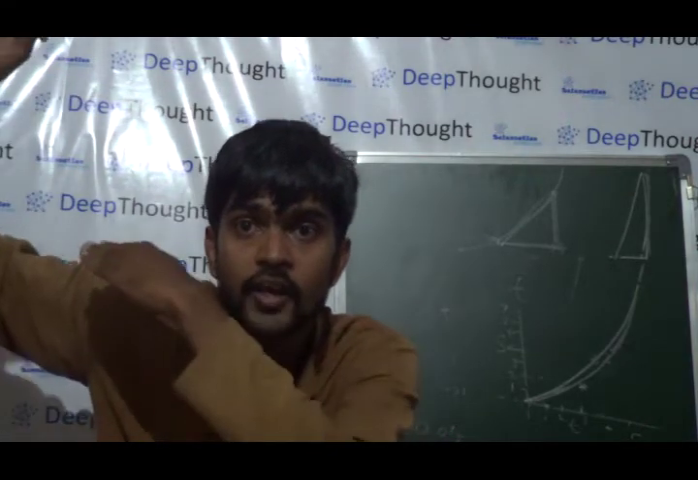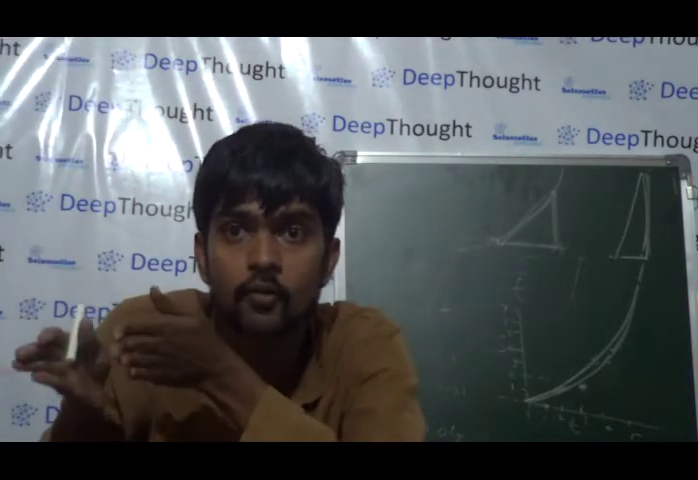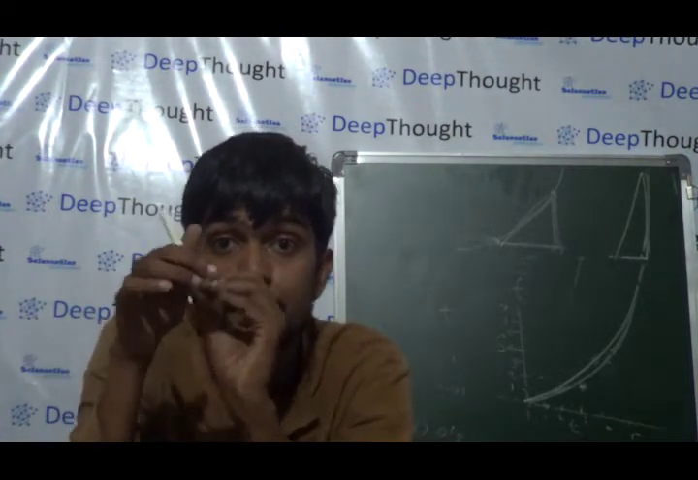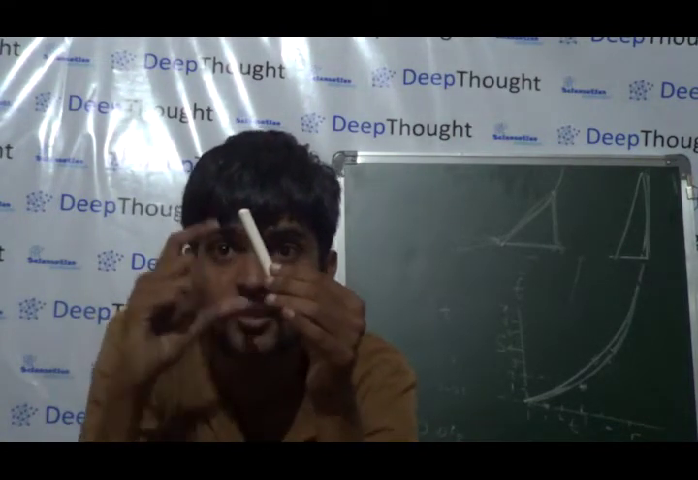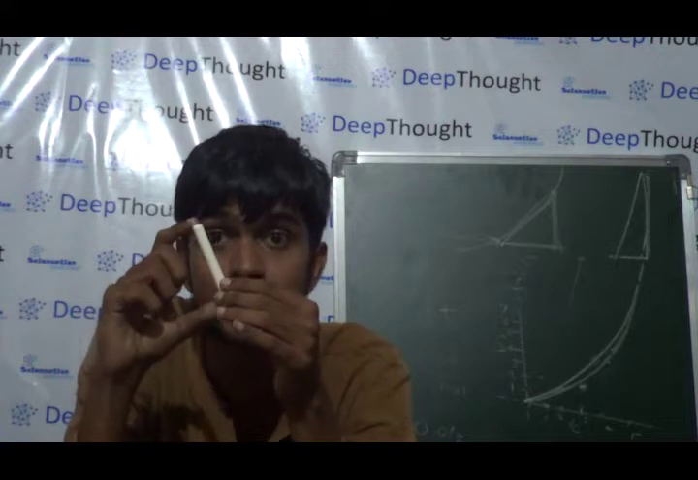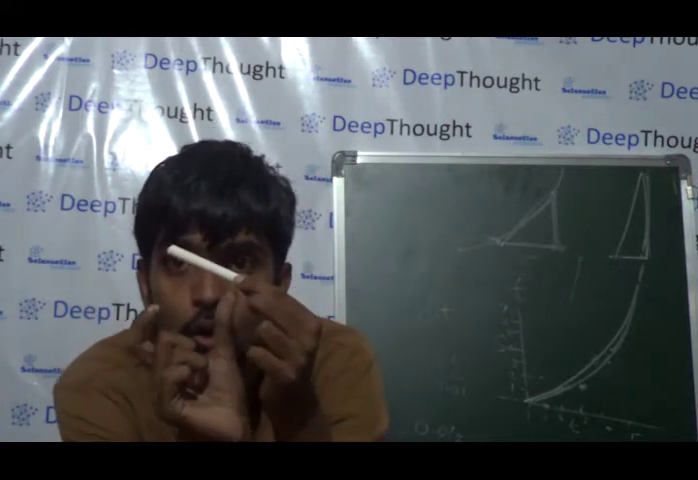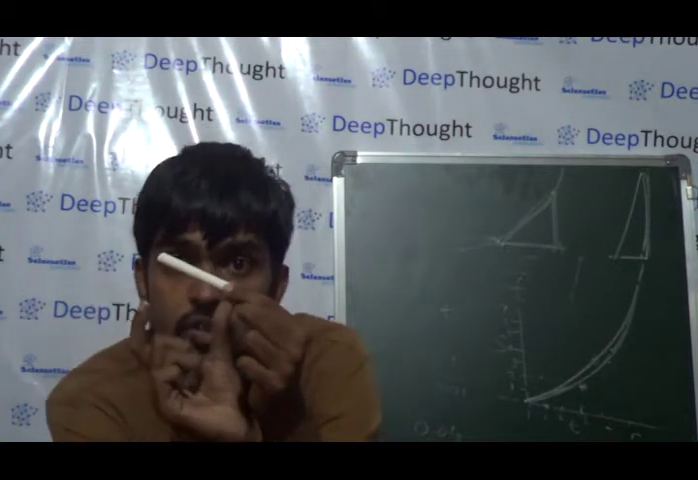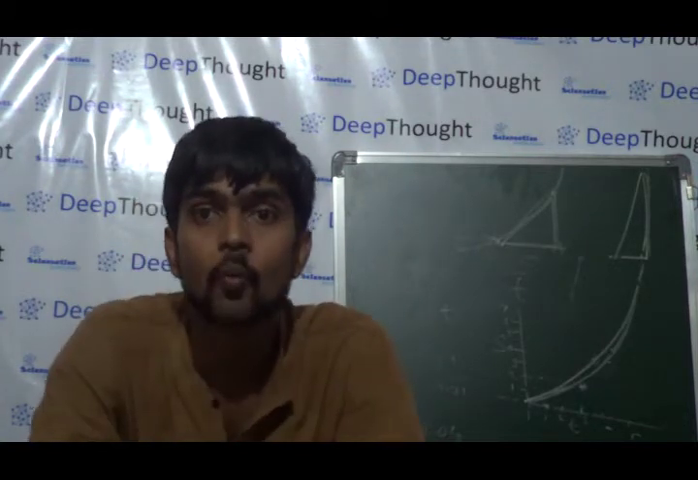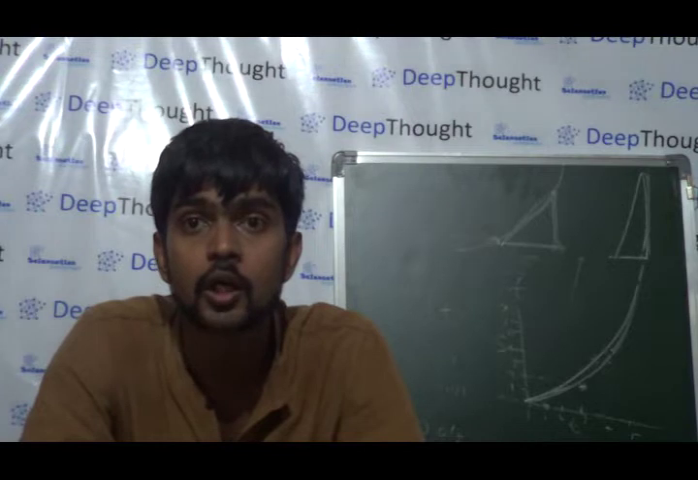Now if the travel of y is more and the travel of x is less, it's very steep. The travel of x is less and the travel of y is more, so it's very steep. If it is very steep, speed is very high. But if the travel of x is more and the travel of y is less, what does it mean? The speed is very low.